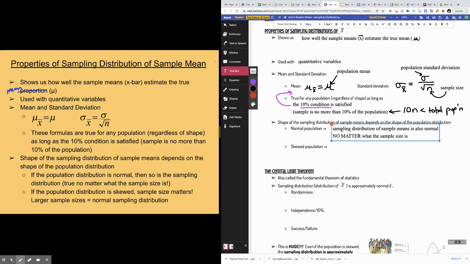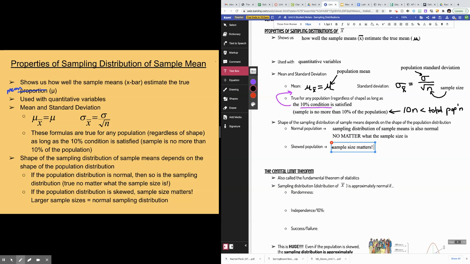Now that's a little bit different than what we dealt with proportions. You probably saw when we had really, really small sample sizes, the sampling distribution looked kind of normal, but maybe not quite normal, right? But for means, if the population is normal, the sampling distribution will also be normal, no matter what the sample size is.